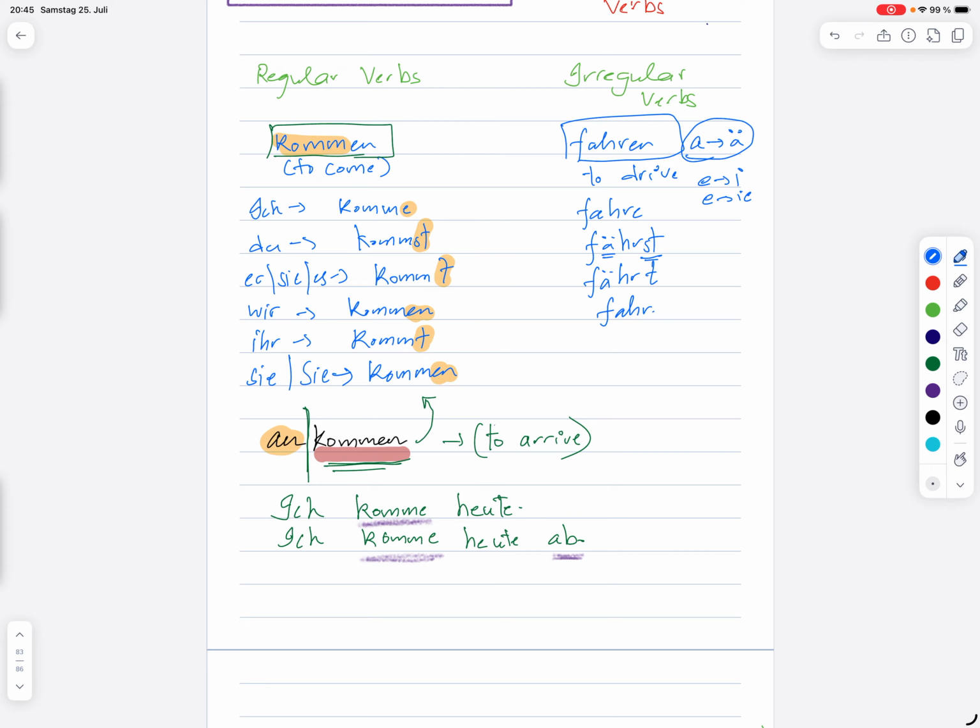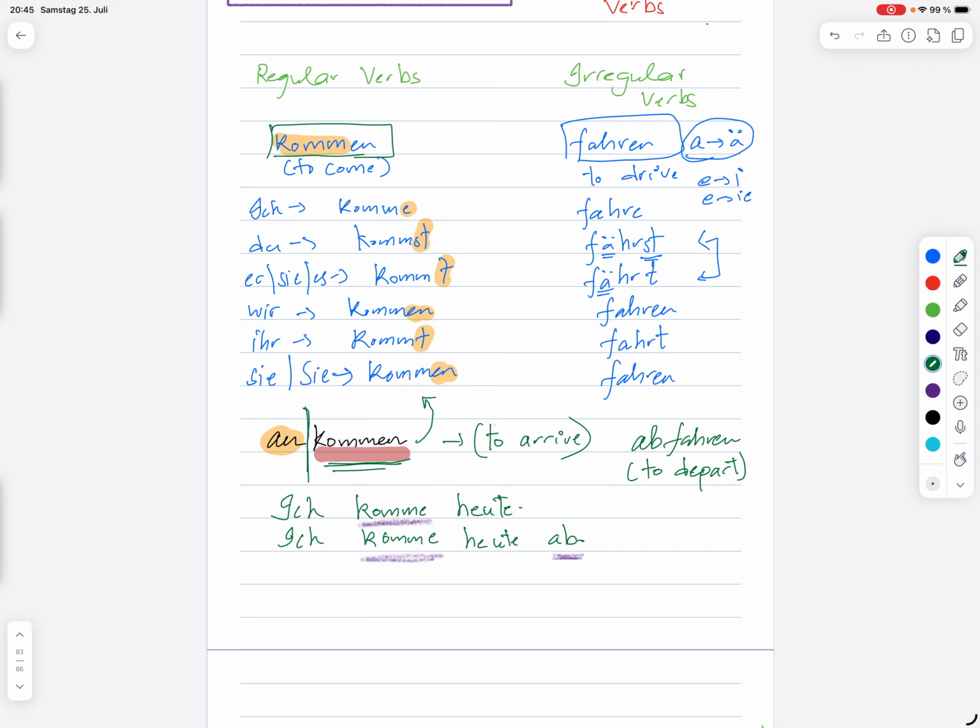wir fahren, ihr fahrt, and sie fahren, right? So we only have the umlaut in the du and er cases in the case of irregular verbs, right? Now we also have a verb with a prefix in this one, which is abfahren, right? And this means to depart, like when a train departs from somewhere.